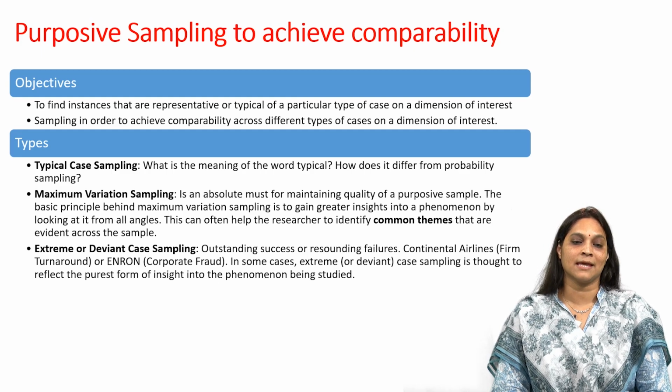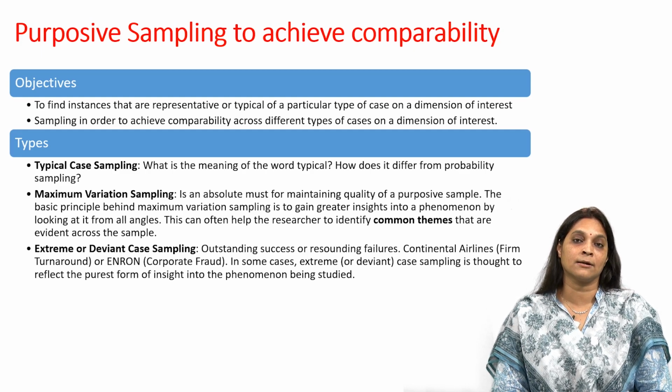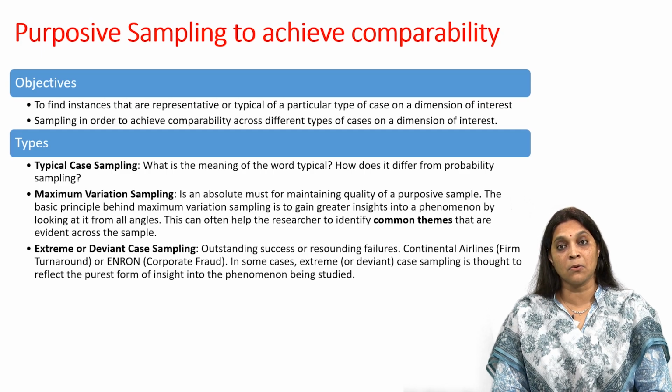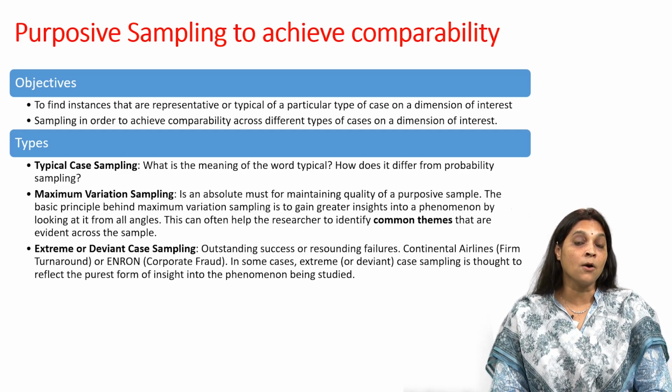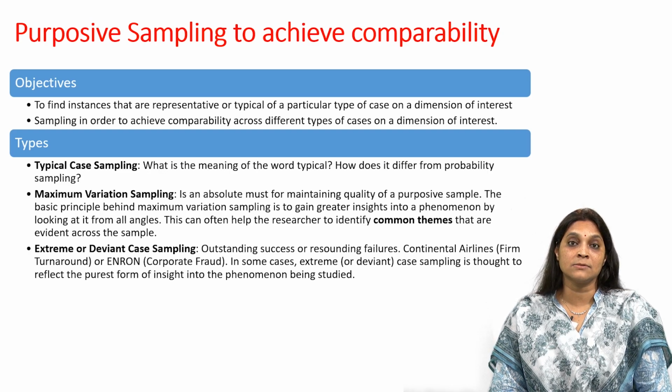The third type is extreme or deviant case sampling, and to explain what it would mean, I will take the example of firm turnarounds. Now what is the meaning of the word turnaround? Turnaround basically depicts the journey of a firm which comes back to profit making again from the verge of bankruptcy. Now if I want to study this phenomenon using extreme or deviant case sampling, there are two things that I can do here. Either I look at cases of great success in turnaround strategies, or I look at great failures in turnaround strategies.